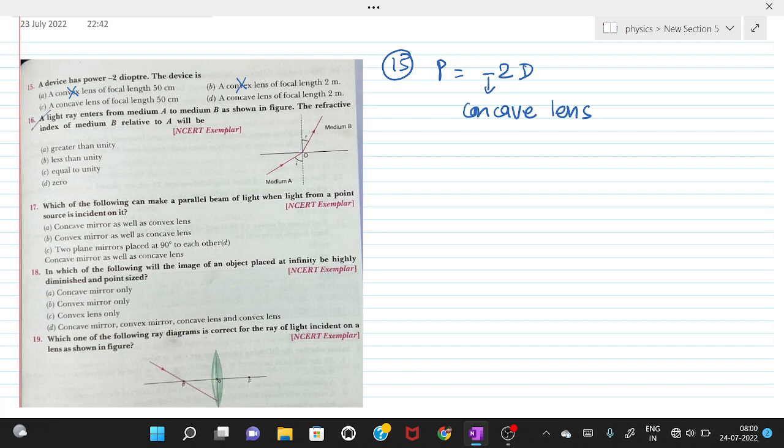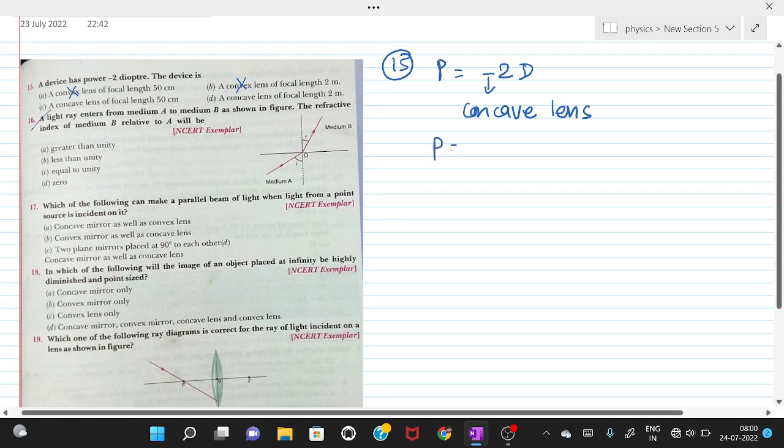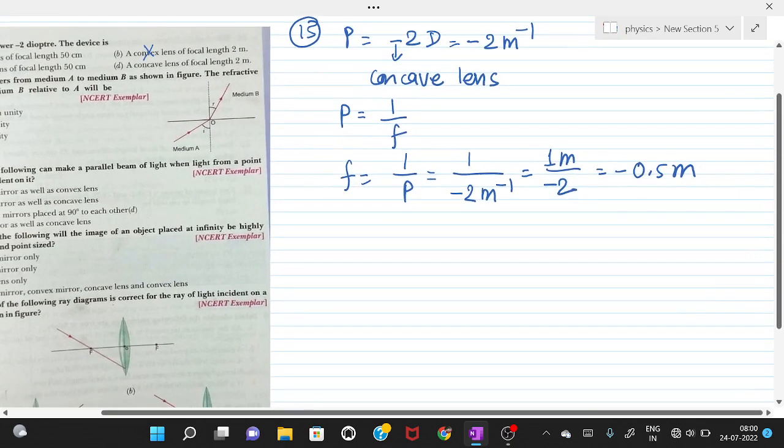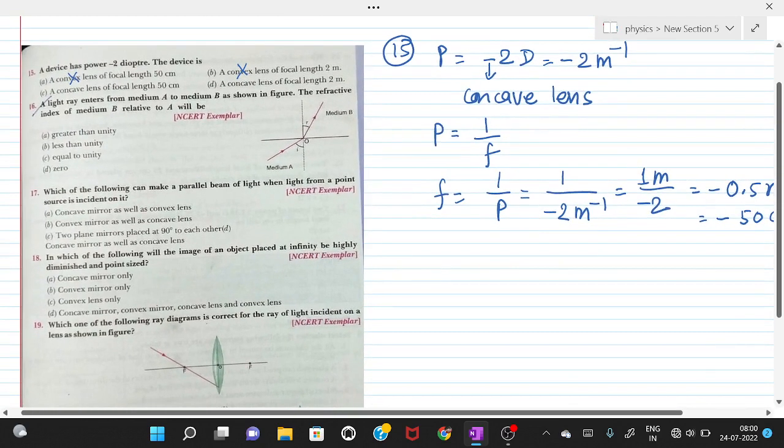Okay, now we are going to see the focal length. We have to calculate the focal length. Power equal to 1 by focal length. Diopter means what, my dear? Diopter means meter inverse. So focal length from here is 1 by P. And what is the power given? Power is -2 meter inverse. So 1 meter by -2. Simplify this, it is equal to -0.5 meter. So 0.5 meter means what? It is 50 centimeter, -50 centimeter. So option C is correct: a concave lens of focal length 50 centimeter.